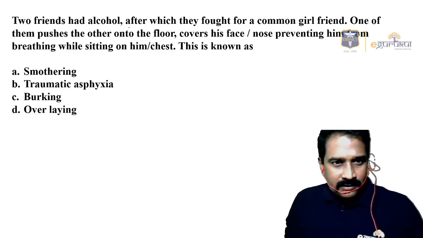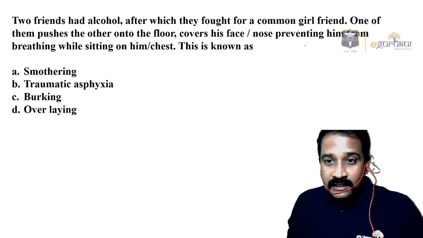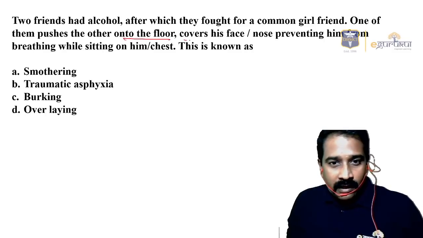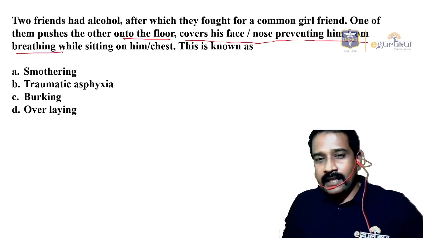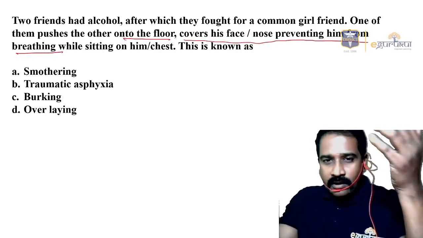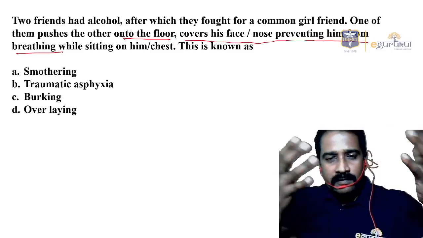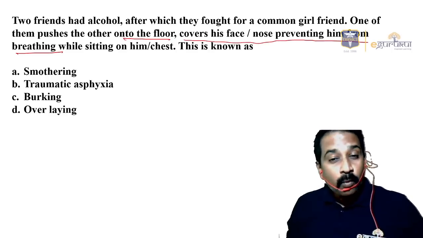Fine. The first sentence doesn't carry much meaning for choosing the answer, but it ends in a tragic one. One pushes the other onto the floor, covers his face or nose, preventing him from breathing. So the external orifices of respiration, the nose, or if he covers the face, the nose and the mouth, are blocked so breathing is prevented.